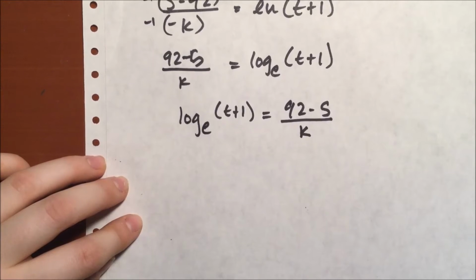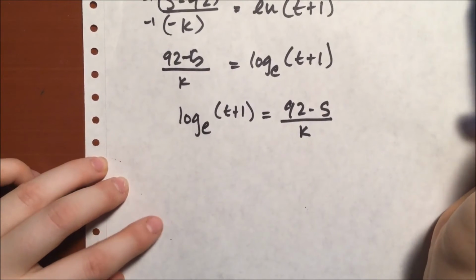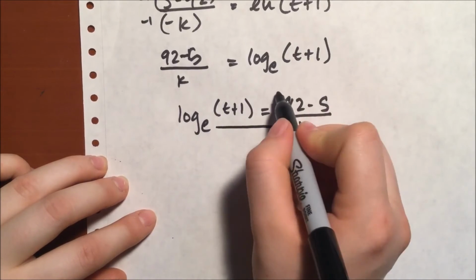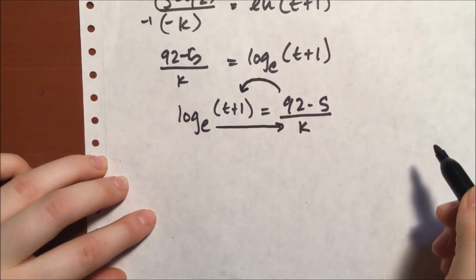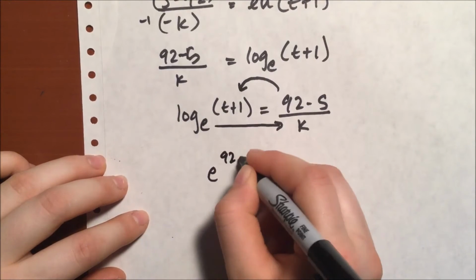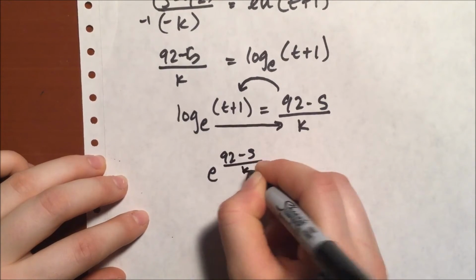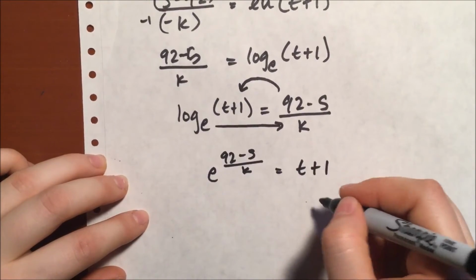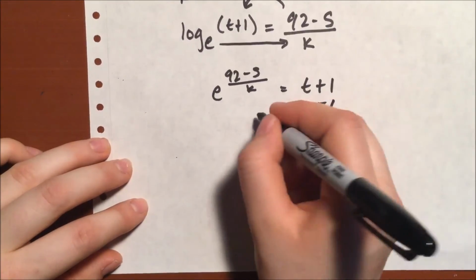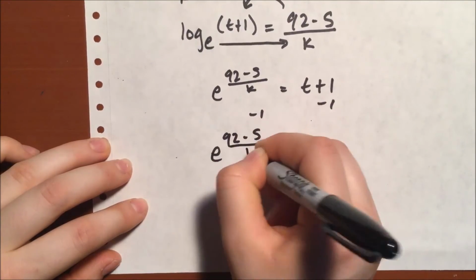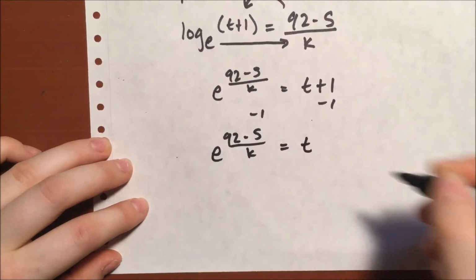Okay, so now I have it into that perfect form, and I'm going to change it into the exponential form. So my base raised to this guy will give me this as my answer. So I have e to the 92 minus s, pretty big, k power equals t plus 1. To solve for t, I will minus the 1, and I get e to the 92 minus s all over k, minus 1, equals t.